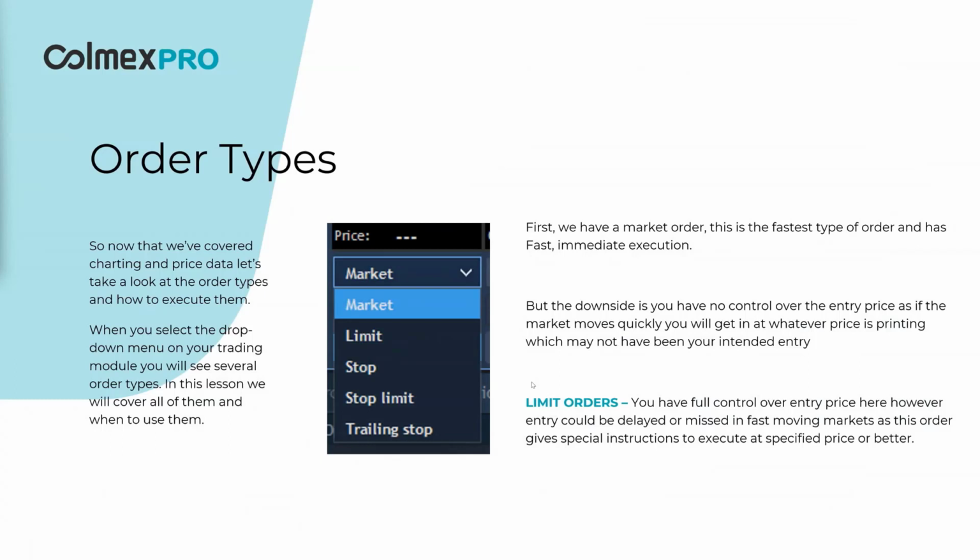Then we have limit orders. These are where you have full control over entry price, but entry could be delayed or even missed in fast-moving markets, as this order gives special instructions to execute at specified prices or better.